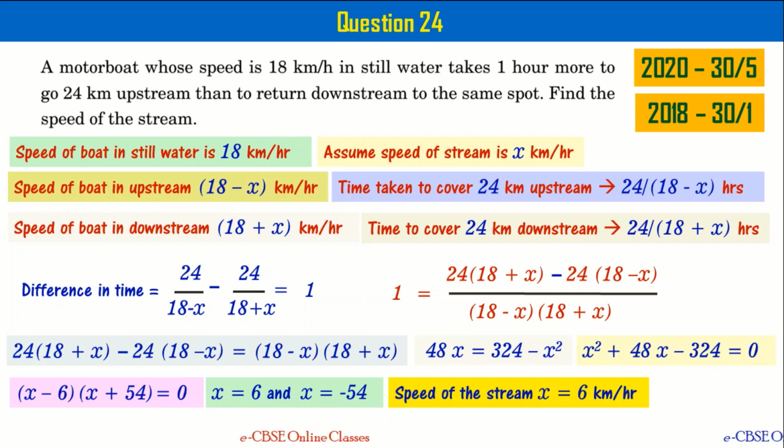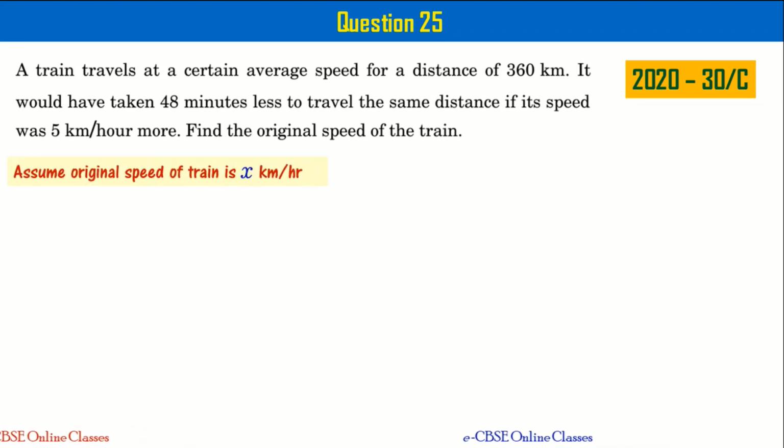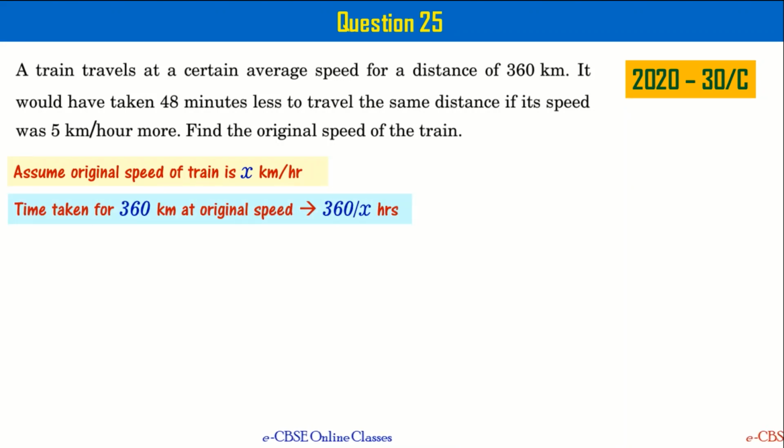Let's go to the next question. A train travels at a certain average speed for a distance of 360 kilometers. It would have taken 48 minutes less to travel the same distance if the speed was 5 kilometers per hour more. Find the original speed of the train. I'm assuming that original speed of the train is x kilometers per hour. It means time taken for covering 360 kilometers at original speed is going to be 360 divided by x hours, right?